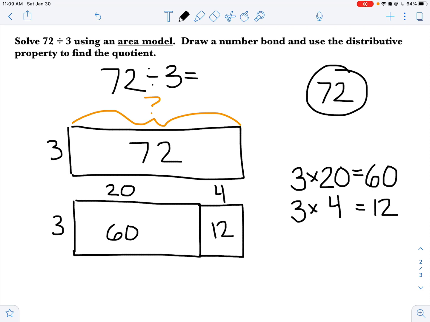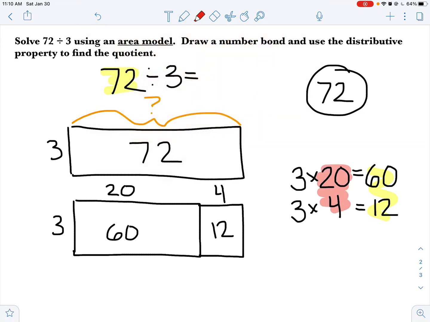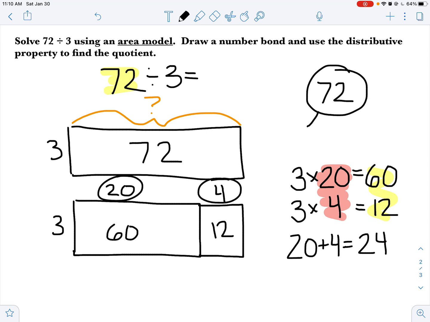So in this case, where is our answer? It's not over here. That's just checking to make sure we got to our dividend. But our answer in this case is right here in the middle, just like when we count up in subtraction. It's going to be 20 plus 4 to equal 24. And to show my bond, I would then show that I made a 60 first, and then I made the 12.